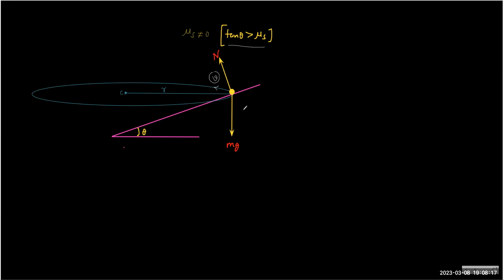When v is zero, the N is actually mg cos theta. But when v is non-zero and it is not slipping, then N is actually mg by cos theta. That's very interesting. But with friction, things will change. It will not be a similar answer. So we have to go deeper and slowly try to understand what I'm going to explain.